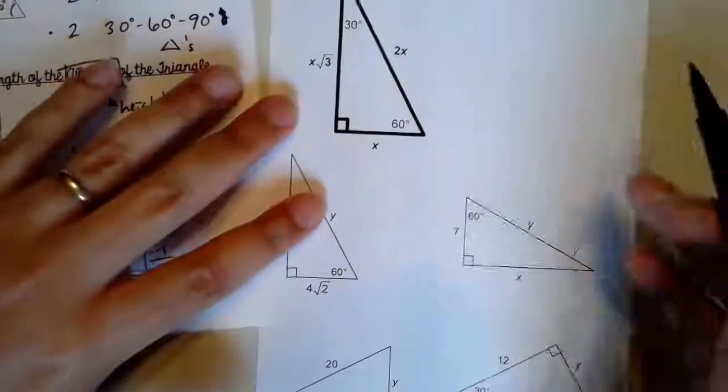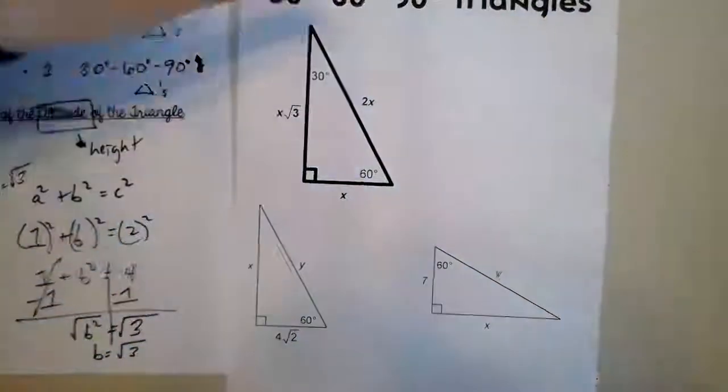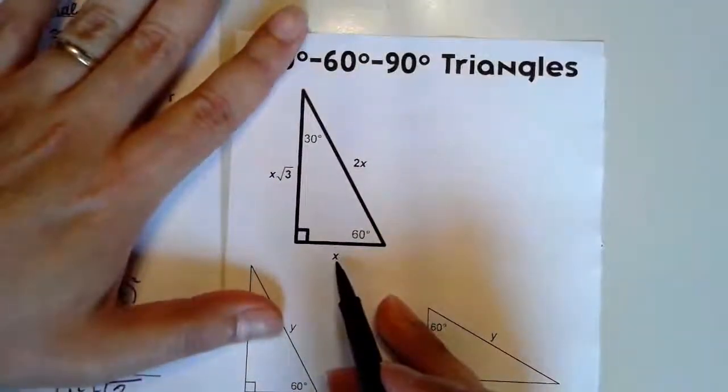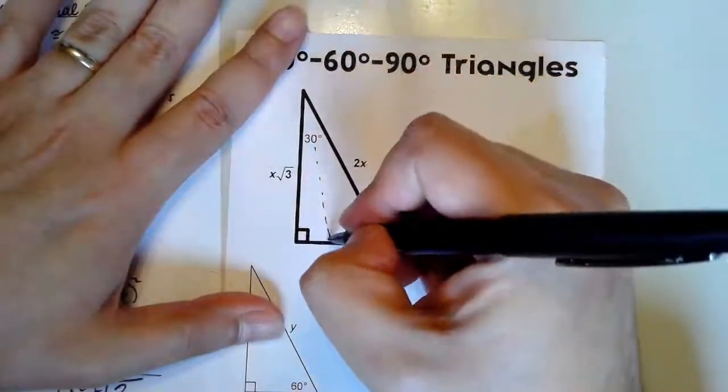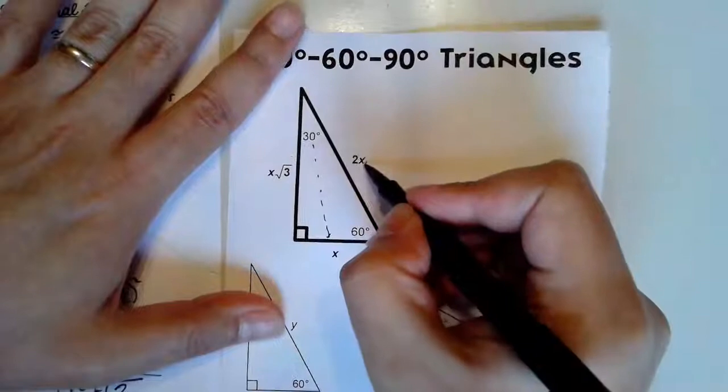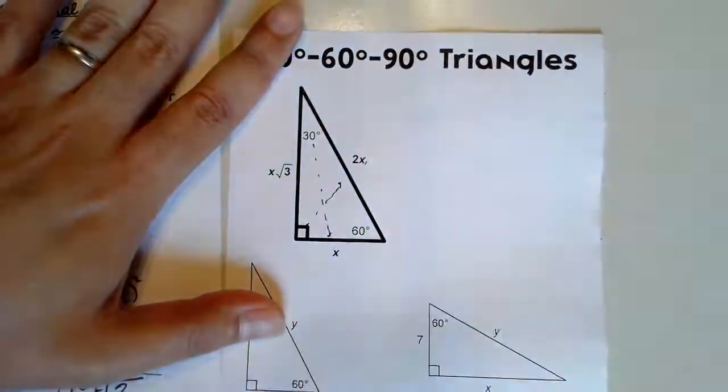So that's what this says here. If I find the shortest side, double it, that'll give me the hypotenuse. Okay? And then let's go back.